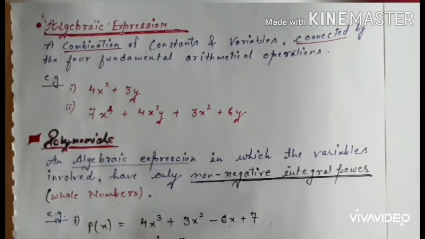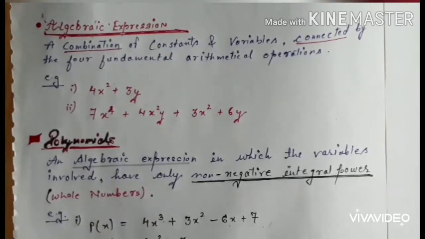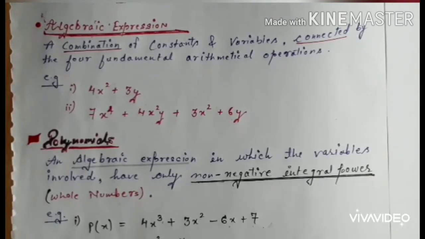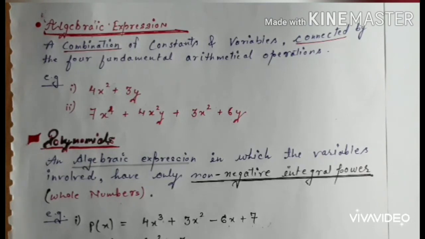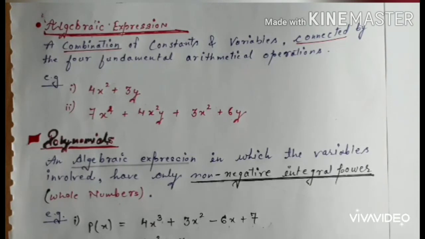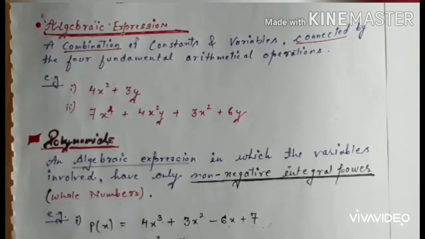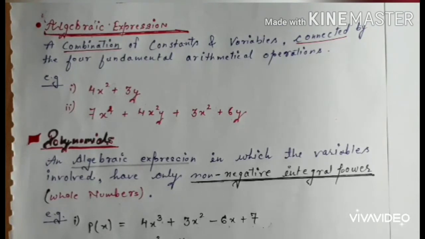Now one more thing is here. If I write this one, 2, this is also not a polynomial. Why? The power is 1 by 2, that means in fractional form. So it is also not a polynomial. You can write the polynomial as, if the variable is x, p(x), q(x), r(x), any other you can choose. So you can write p(x) equal to 4x cube plus 3x square minus 6.